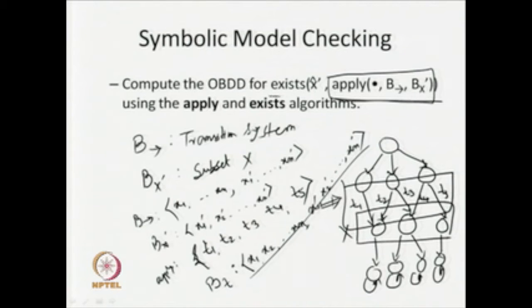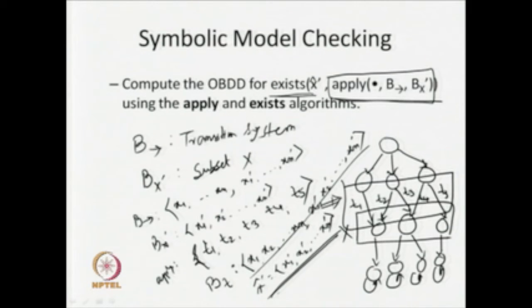Now, whatever BDD we are getting, we are using the exist algorithm, and we are making B exist x prime hat. That means we are taking this particular vector x prime hat, x 1 prime, x 2 prime, like that to x n prime. So, whatever resultant BDD we are getting, we are making it independent of this prime version of the variables. You just see what we are doing.